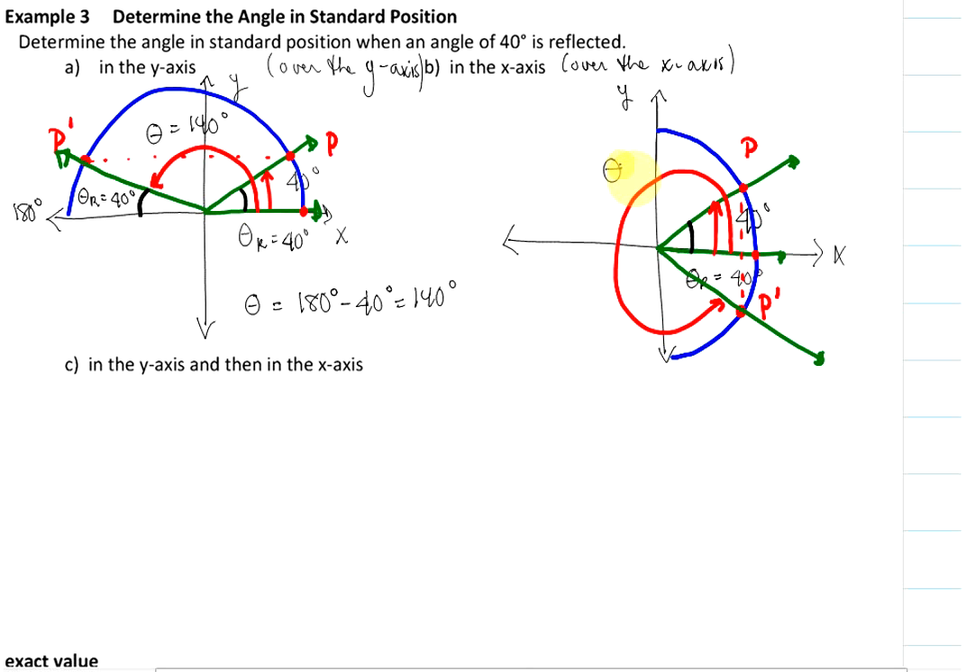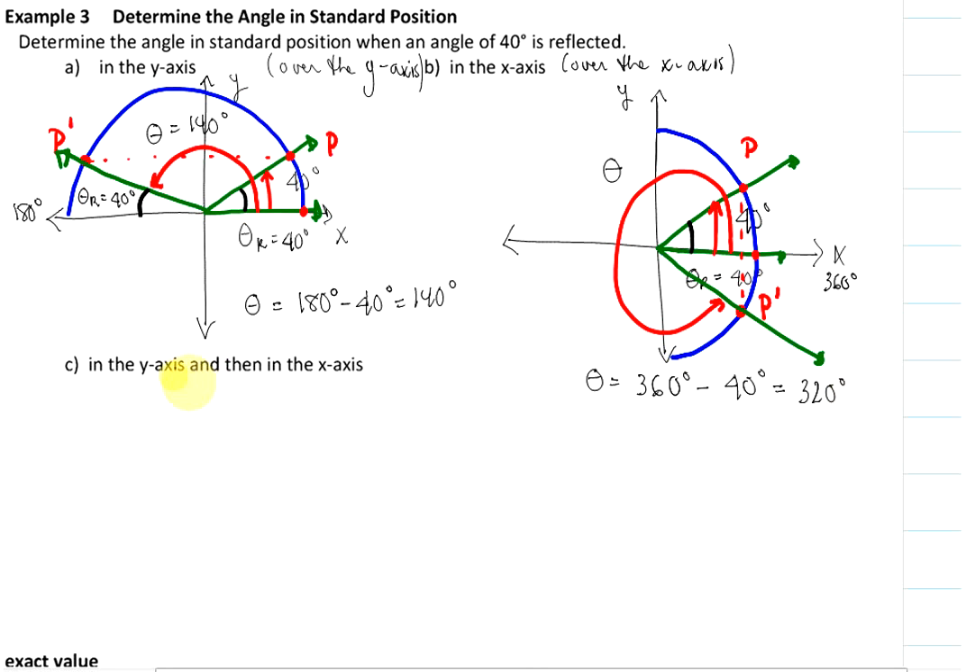Okay, so we want to find out what this angle theta is. We know that between the x-axis and the terminal arm it's 40 degrees. We know that a full circle is 360 degrees, so if I want to work out what theta is, I would go 360 degrees minus our reference angle, which is 40 degrees, and that gives me 320 degrees.